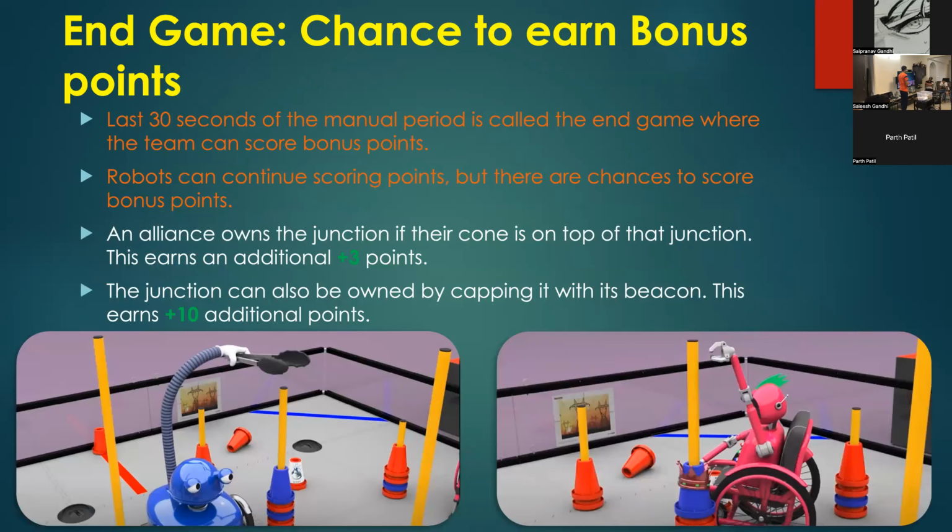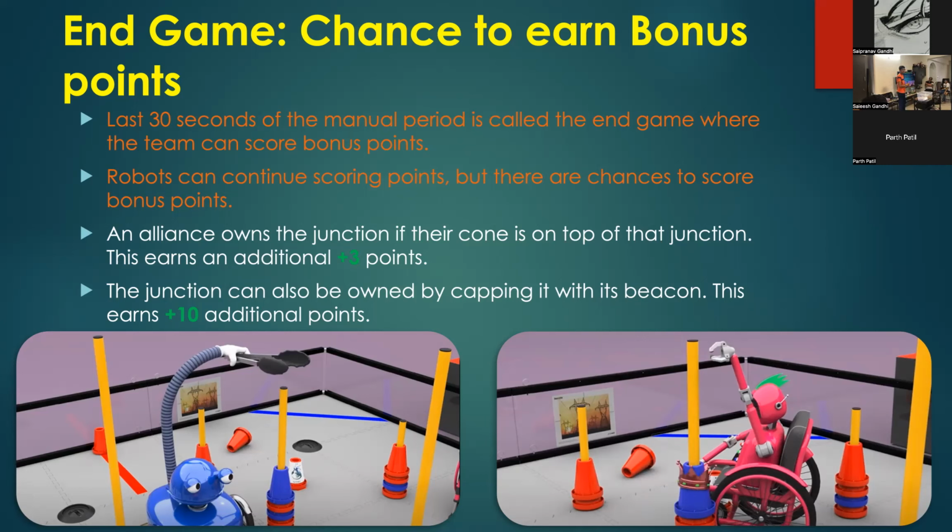The end game, which I was talking about, is the last 30 seconds, which may score bonus. So when an Alliance owns the junction, the points on the top of that junction earn an additional 3 points. When you place your cone on top of the Alliance's cones, you get plus 3 points. And the junction can also be owned by a custom design beacon. If it is on the top, you get plus 10.